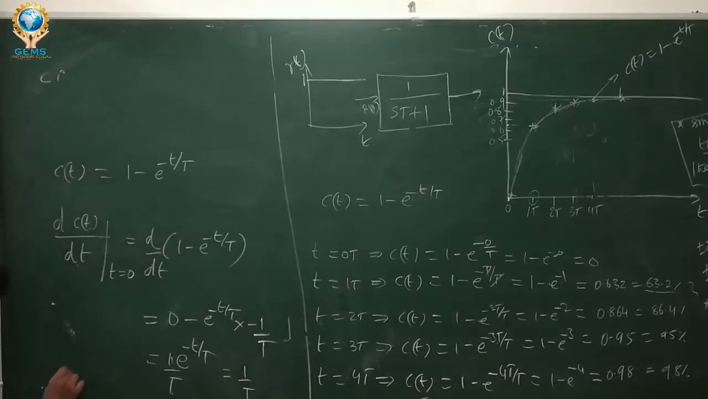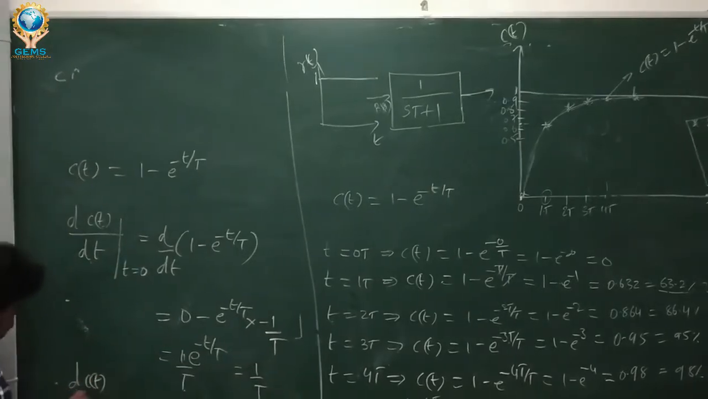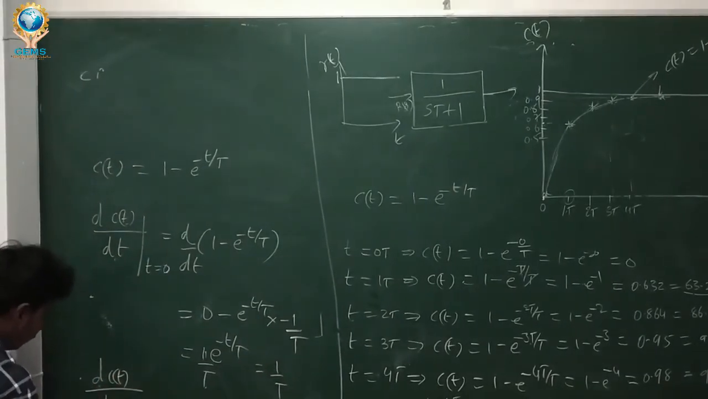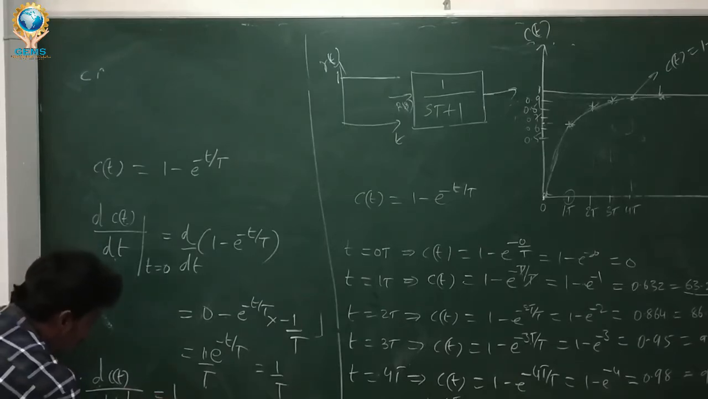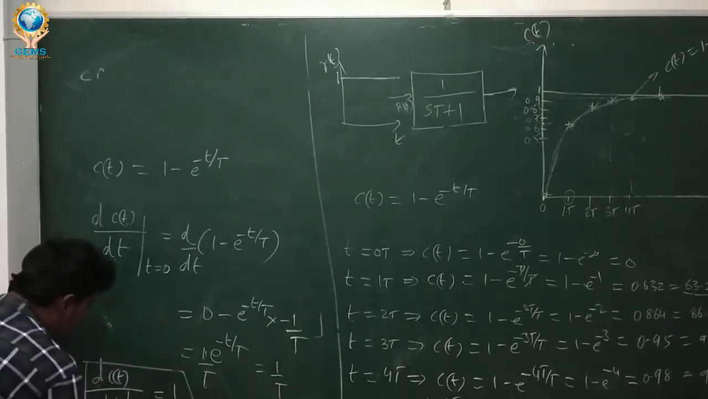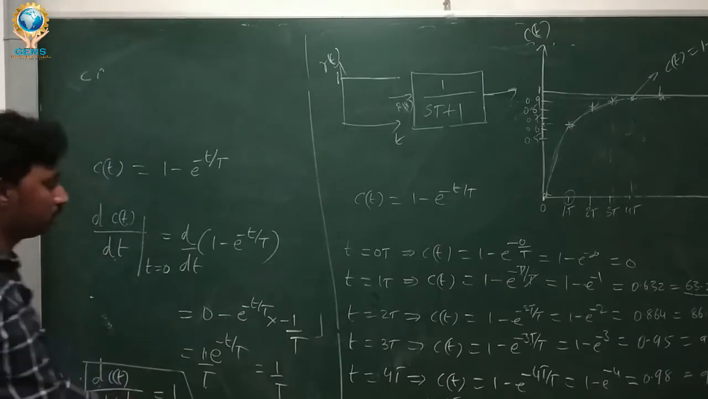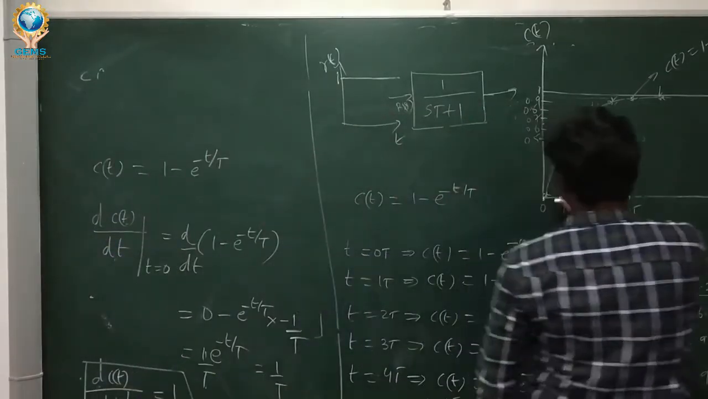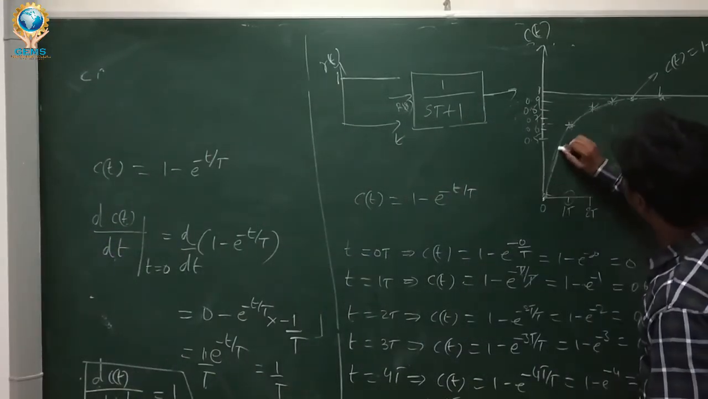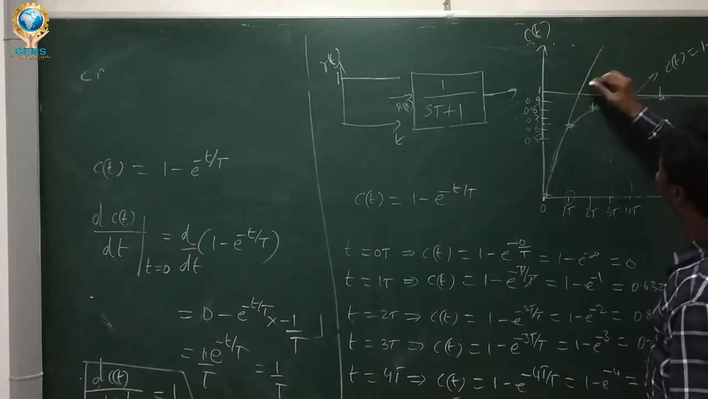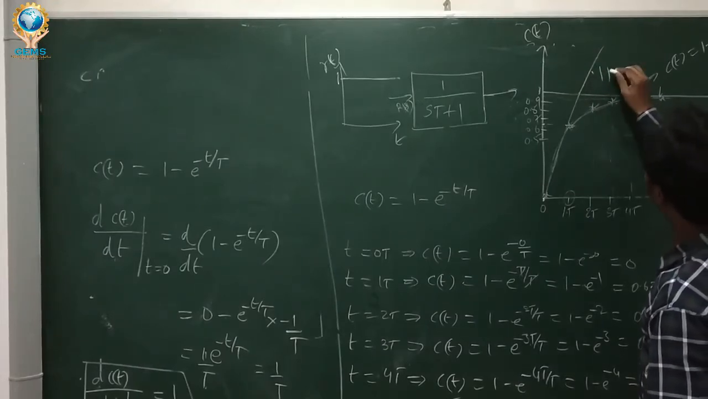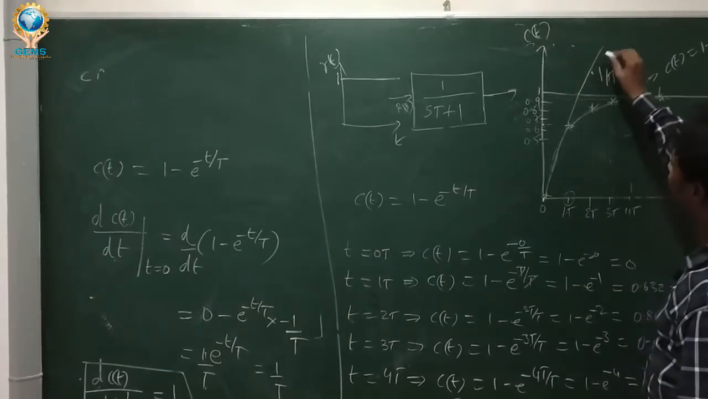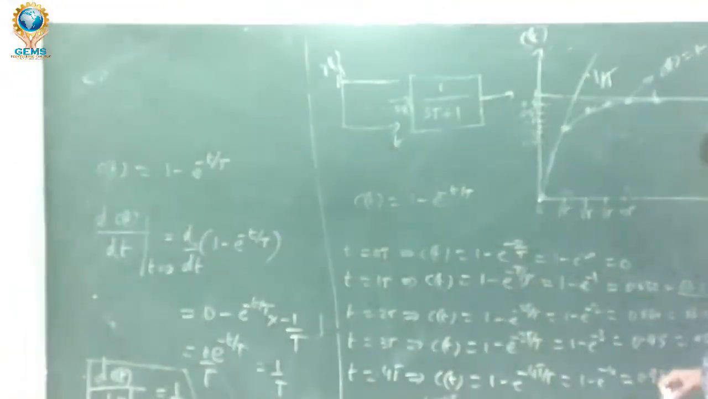Therefore dC(t) by dt, you will get 1 by T. So this is the slope. At t equal to 0, there is a slope. This is 1 by T. The slope is 1 by T.